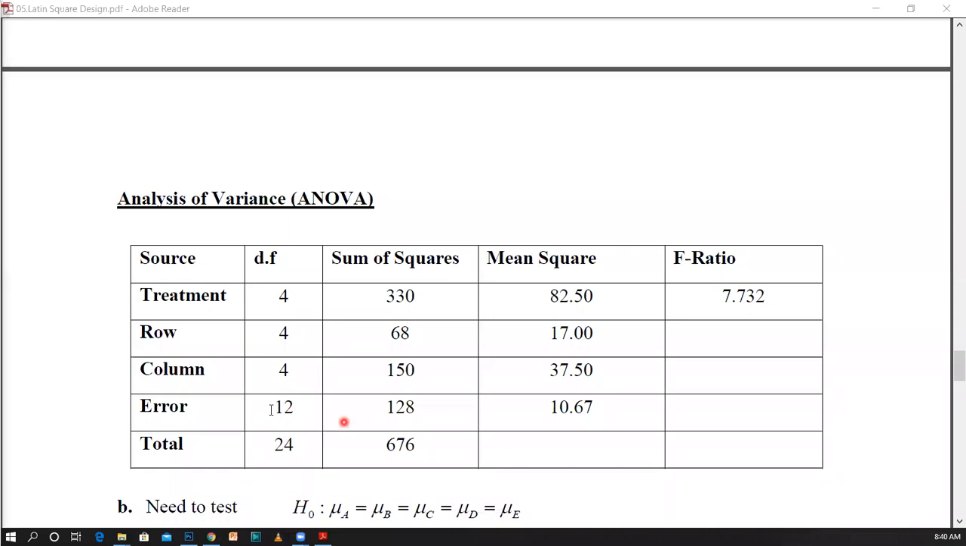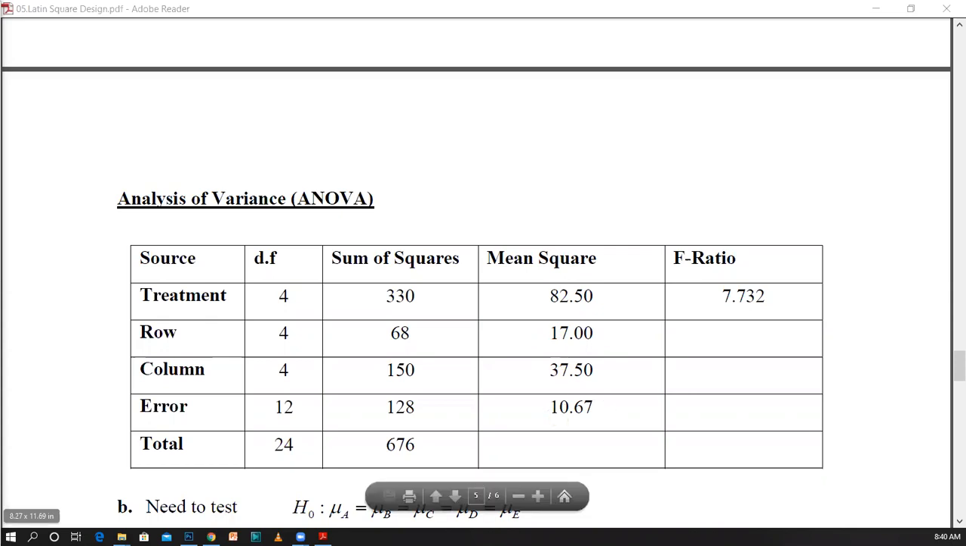It is (5 minus 2) into (5 minus 1). It is 3 into 4, which gives you the value 12. Once you have these SS values and degrees of freedom, you have to divide this SS value by the degrees of freedom to obtain the mean square value. Therefore, this is for the mean square treatment, mean square rows, mean square column, and this is the mean square error.